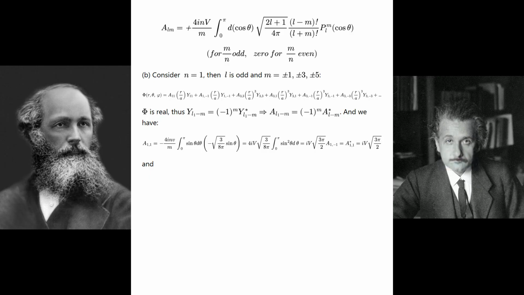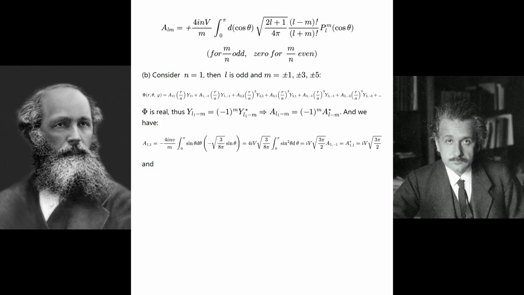B. Consider n equals 1, then L is odd and m equals plus or minus 1, plus or minus 3, plus or minus 5. See the equation. Phi is real, thus Y sub L, minus m equals -1 to the mth power times Y sub L m conjugate, which goes to A sub L, minus m equals -1 to the mth power times A sub L m conjugate.